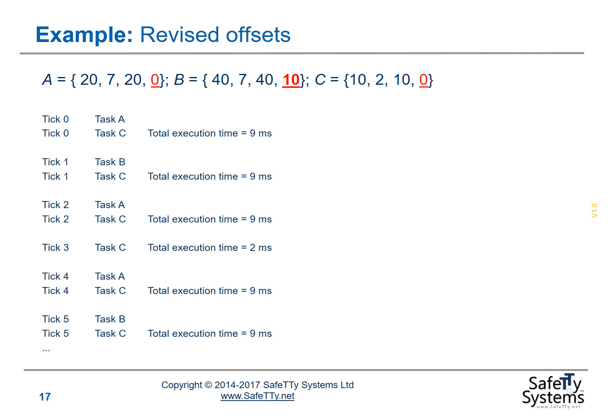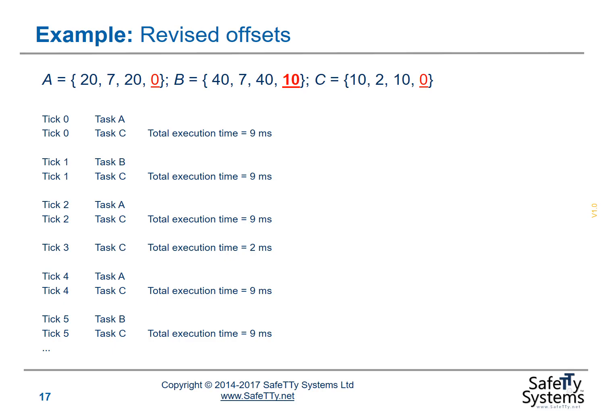This shows a revised version of the task set. So now what we're doing is we are changing the offset of task B. So we're adding a 10 millisecond or 1 tick offset to task B. So what happens now is that in this task set, we'd never exceed the tick interval.